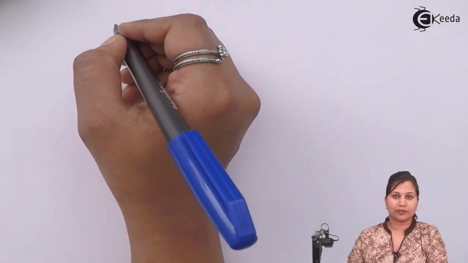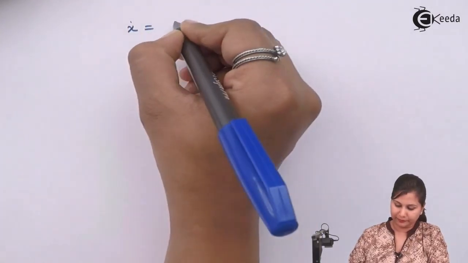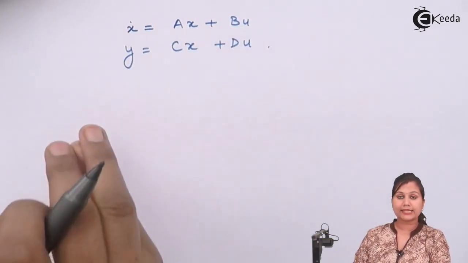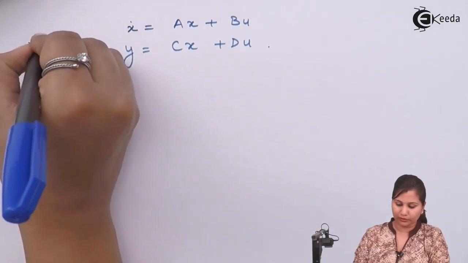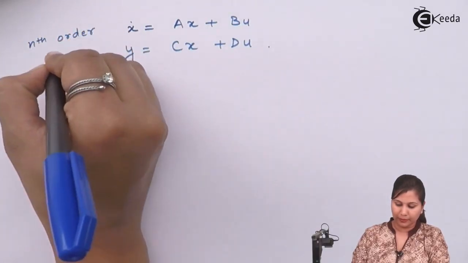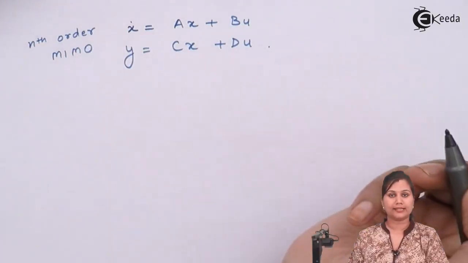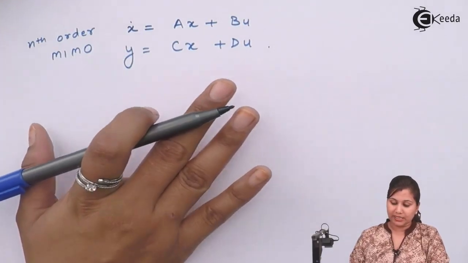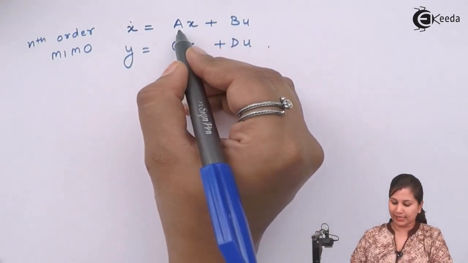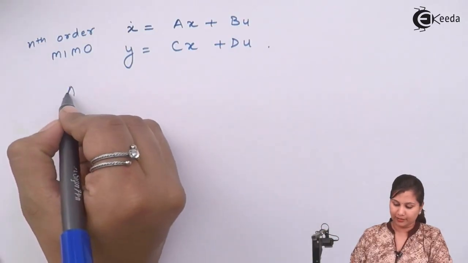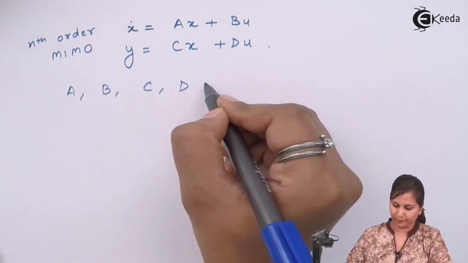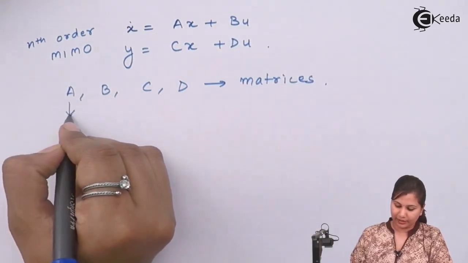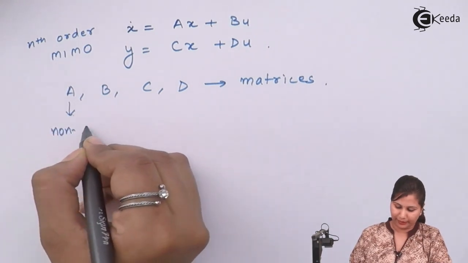We know that the state model is given by this. This is the state model of an nth order multi-input and multi-output system. So this is the generalized state model. Now in this state model we have the matrices A, B, C and D. In these matrices, this A matrix is a non-diagonal matrix.